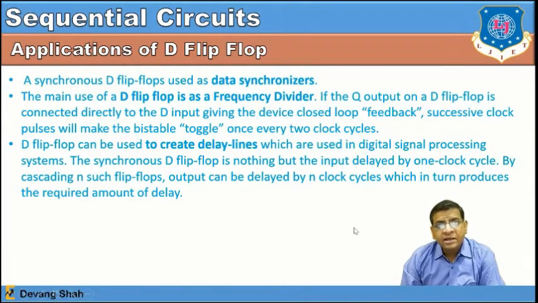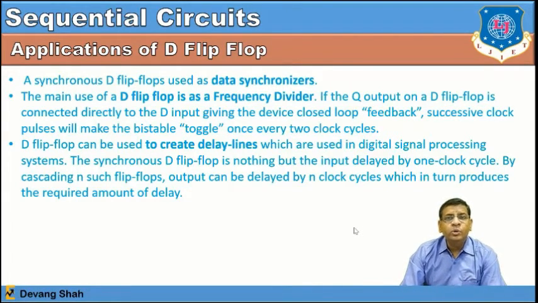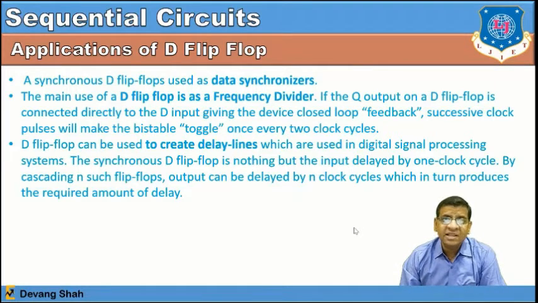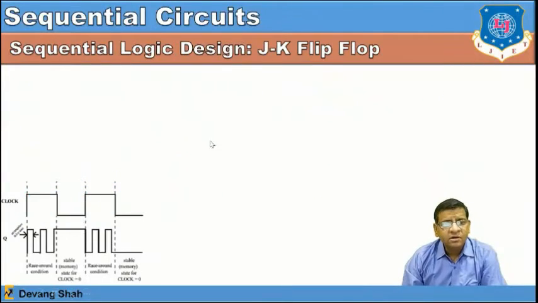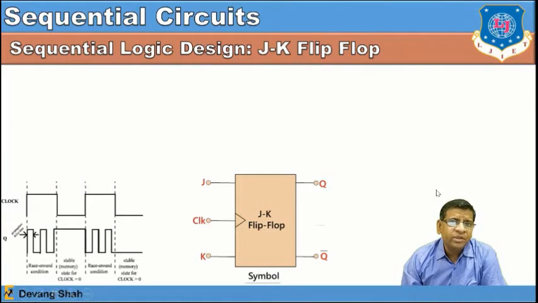So by cascading n such flip-flops, you can add more delay, right? Ultimately, once you connect these D flip-flops serially, you are going to increase the delay. So normally we use the D flip-flop to generate delay, right? We can also use this D flip-flop as an event detector. So one more term: after the D flip-flop we have to understand the JK flip-flop. What is this JK flip-flop, right?